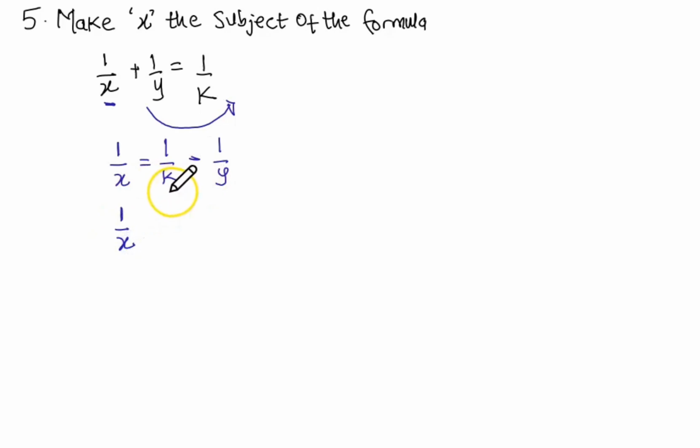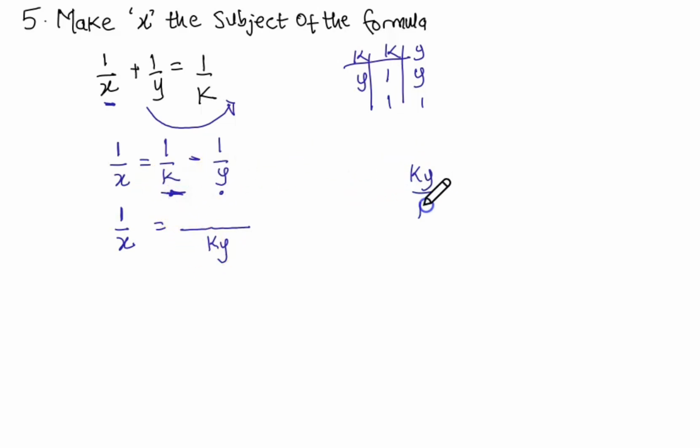So the next thing we are going to do is take the LCM because they are fractions. So the LCM of k and y: we have k and we have y. So k times y gives us ky, so our denominator will now be ky. Now ky divided by this k here will give us y, then y times the 1 up there is y. Then minus ky here divided by y will give us k, then k times 1 is k.